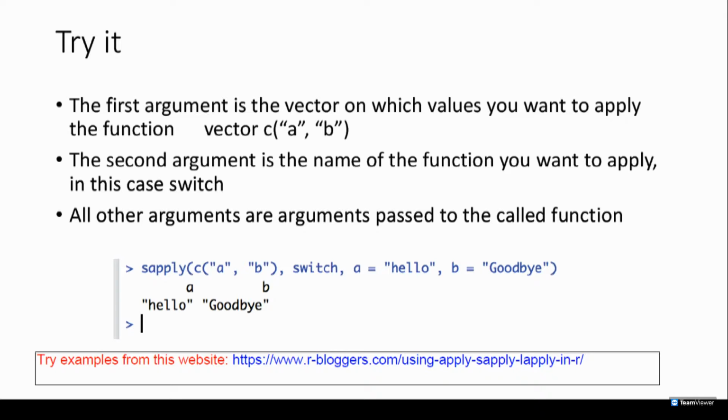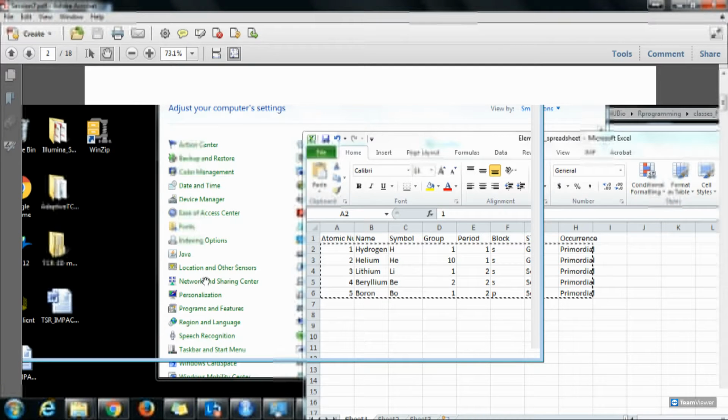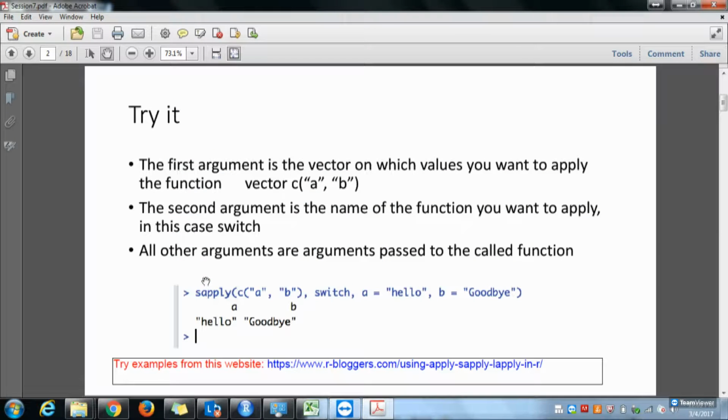I hope everybody has your RStudios open. We are going to try just this one example. I want you to try this because sapply and apply are a pretty easy way to use functions on vectors, and it saves you a lot of time and clutter of code to not use the loops, but just do these operations in one single line of code.